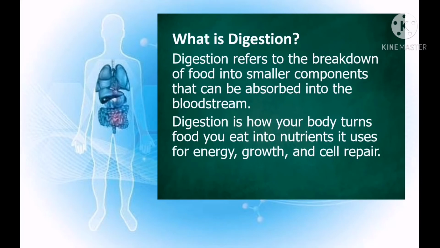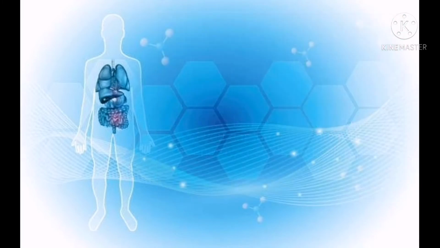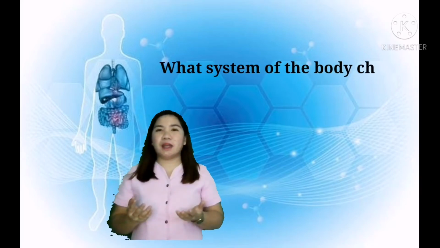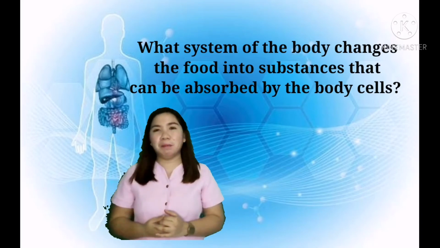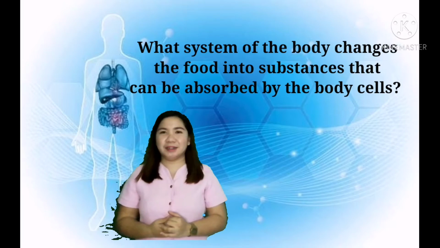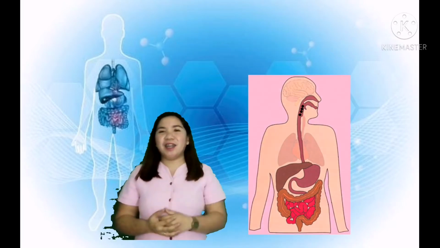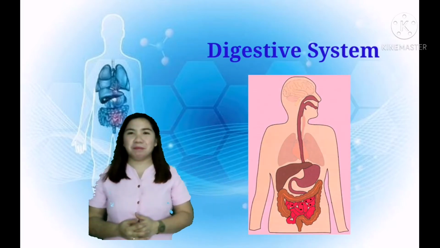What is digestion? Digestion refers to the breakdown of food into smaller components that can be absorbed into the bloodstream. Digestion is how your body turns food you eat into nutrients it uses for energy, growth, and cell repair. So class, I have a question. What system of the body changes the food into substances that can be absorbed by the body cells? That's right. It is the digestive system.